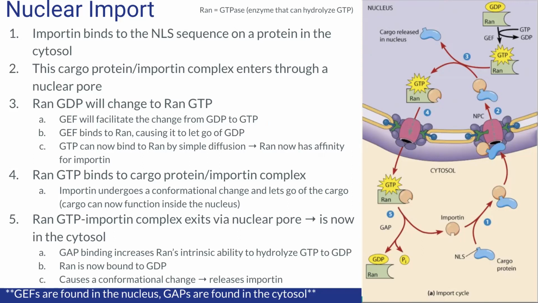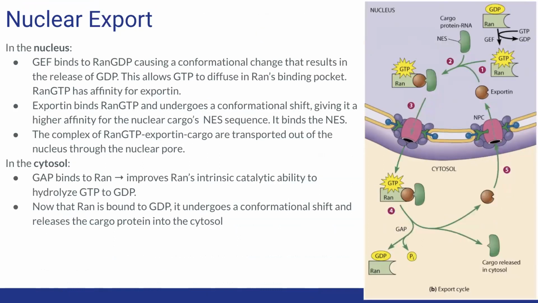Any other questions on import for now? Okay, so going through nuclear export, which uses pretty similar and a lot of the same proteins. We're starting in the nucleus. We have a cargo protein, which has a nuclear export sequence on the outside of the protein. Exportin on its own has to be bound to RAN GTP in order to have affinity for the cargo protein. So same process as import.